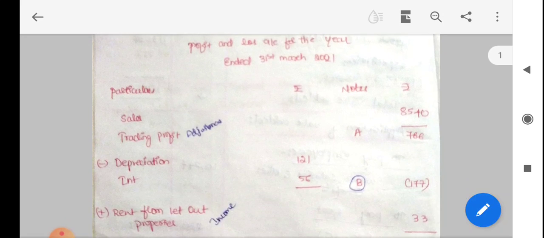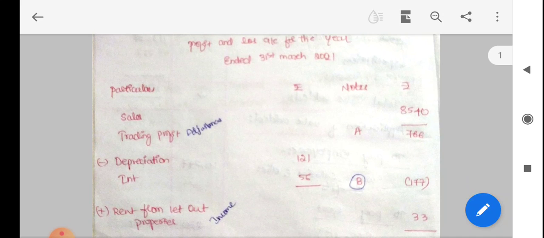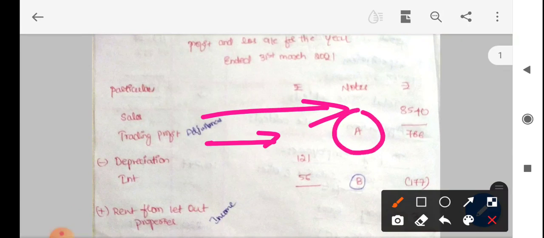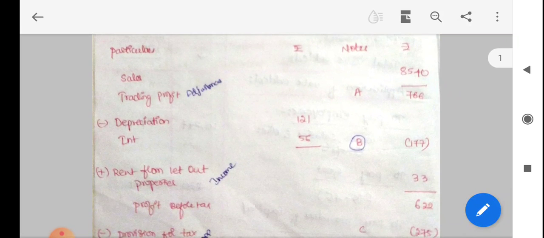2021. So particulars, rupees, and corresponding to that the notes have been given and the outer column of rupees has been given. So first is sales. Sales is 8,540. Next they have given us the trading profit. Relating to trading profit there is one adjustment, point number A. The total amount is 766. Next we have depreciation 121.